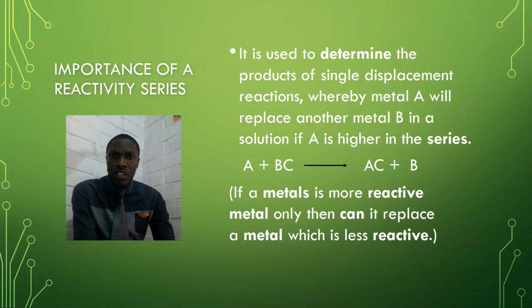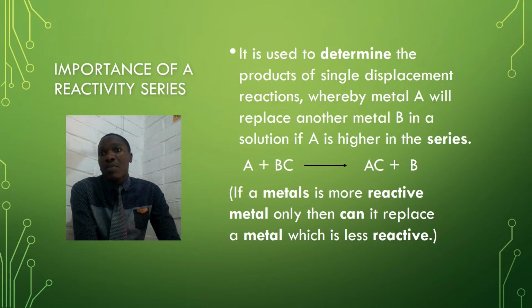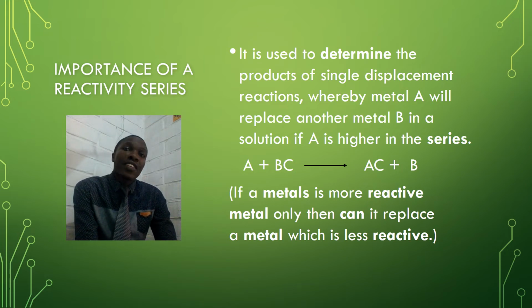What could be the importance, or at least one importance, of the reactivity series? A reactivity series is used to determine the products of a single displacement reaction whereby a metal A will displace another metal B in the solution if A is higher in the series. That is, if a metal is more reactive, then it can displace a metal that is less reactive. Only that.